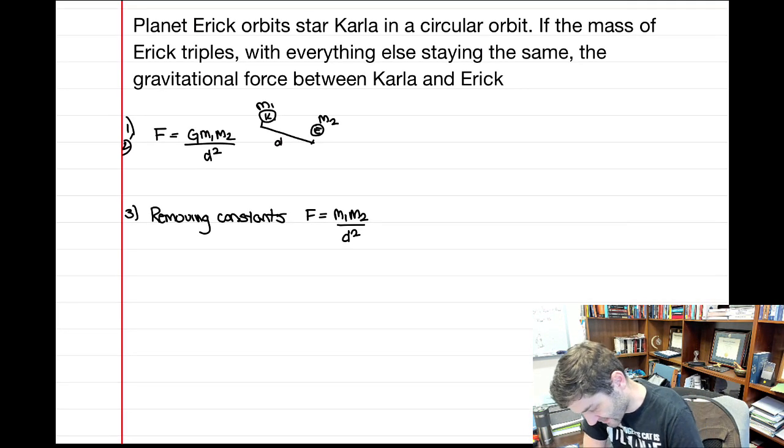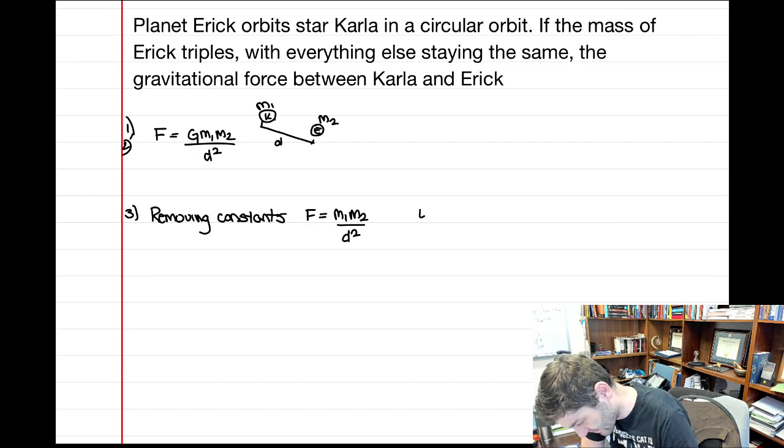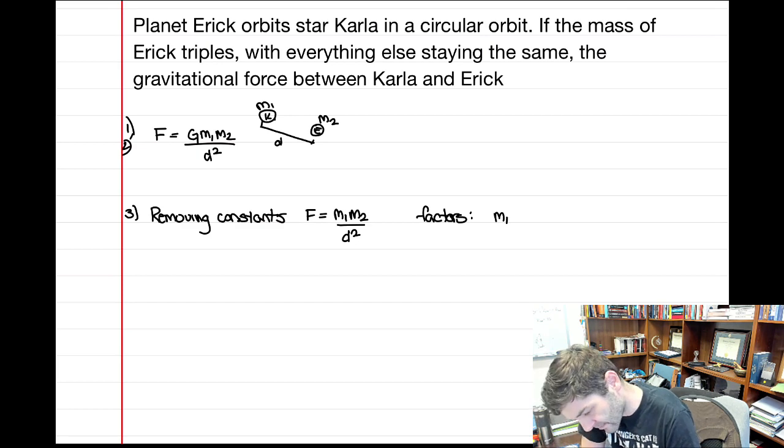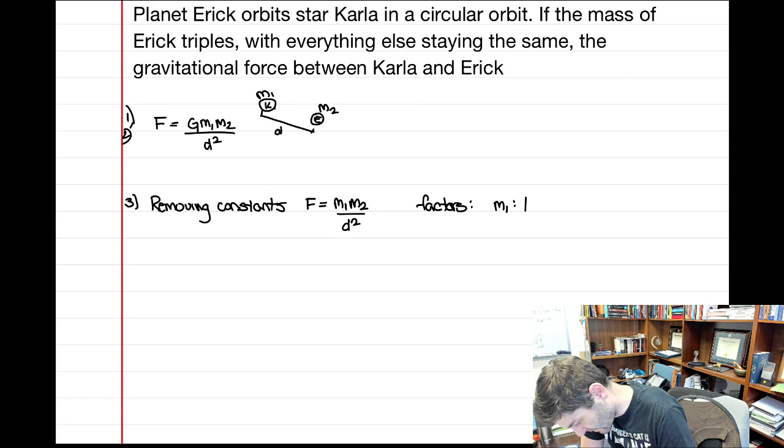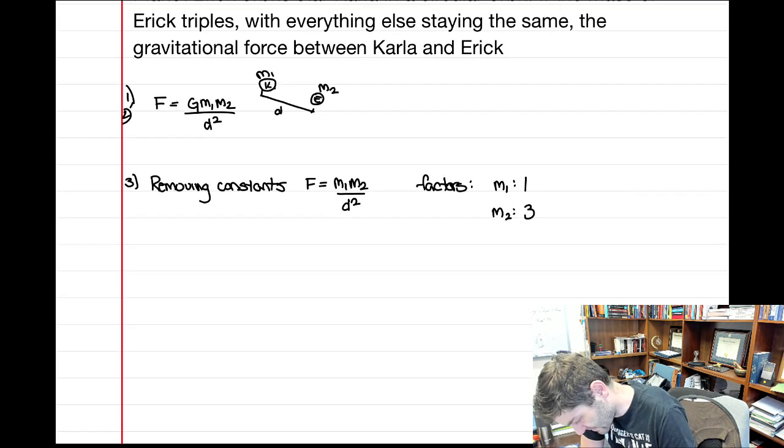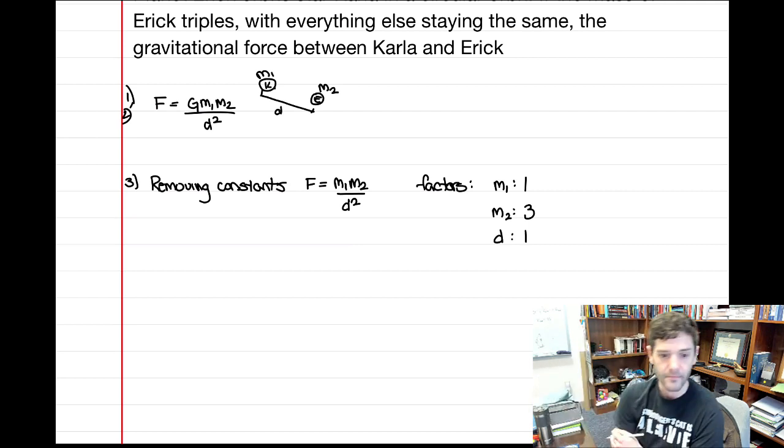So then in this case, the factors for each of these: M1, which we said was Carla, is not changing. M2, which was Eric, is tripling. And the distance between them is not changing because everything else is staying the same.